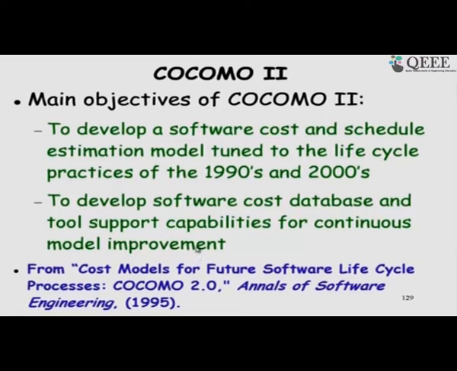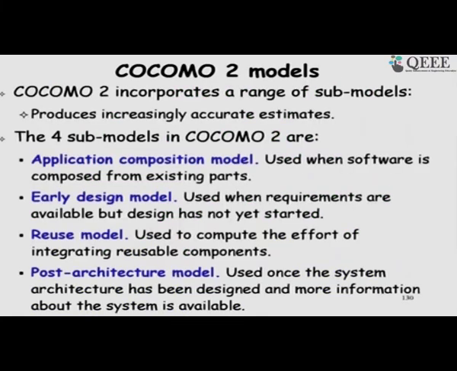So a company using it for the different projects it is doing should be able to estimate with increasing accuracy. In COCOMO 2, four models are proposed. Unlike COCOMO 1, where there was one model used throughout the life cycle, here we have different models. One is the early design model. This is when the requirements are just available but nothing has started, so it is in the early phase of development.